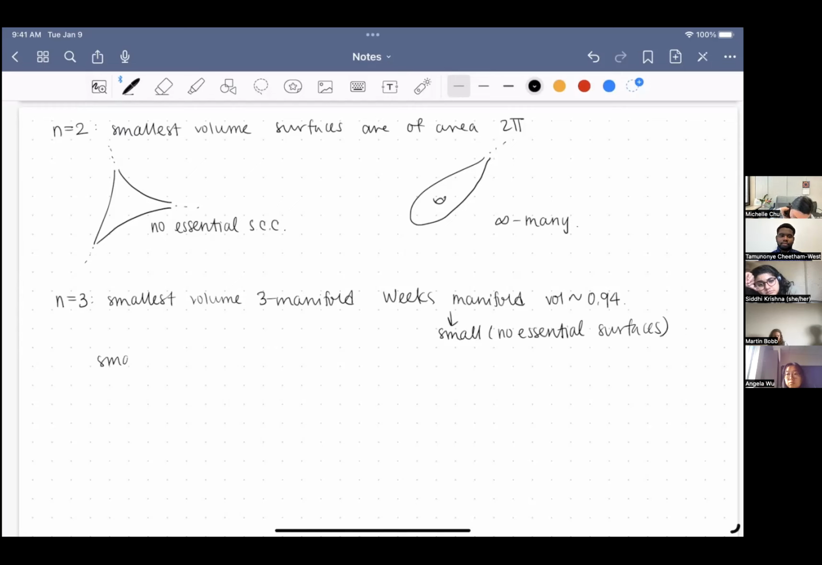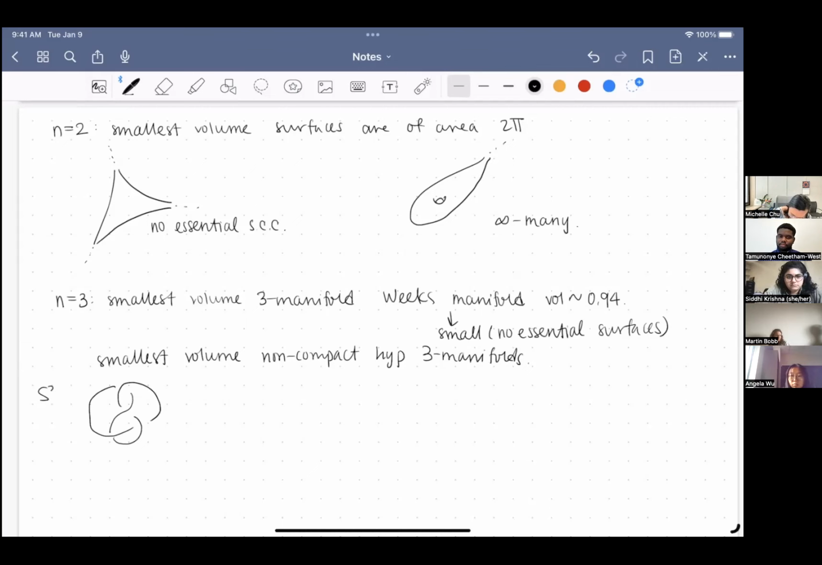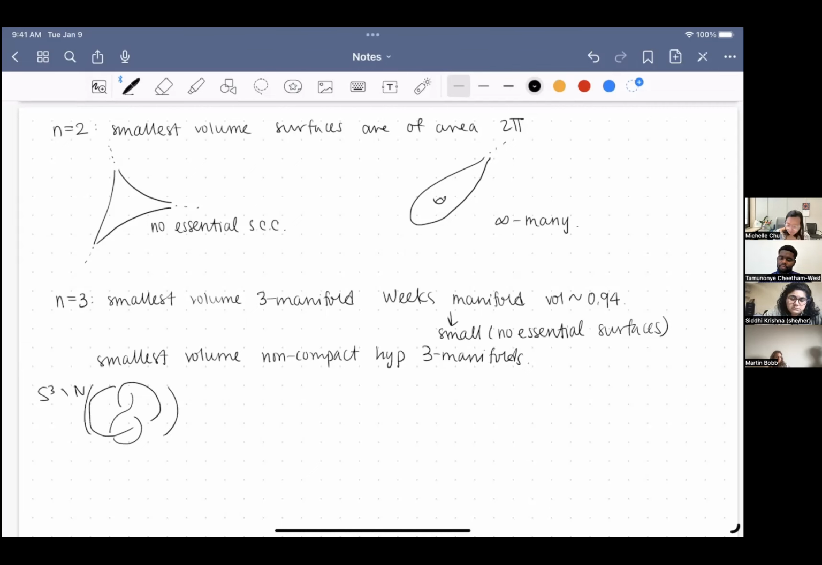Okay, but what about the smallest volume non-compact hyperbolic 3-manifolds? So there's actually 2 of these. One I can draw for you. So here's a picture of the figure 8 knot. And if we look at its complement in S3, this is a hyperbolic manifold. So this is the figure 8 knot complement. And we can also look at its sibling manifold. This I can't draw for you. It's not a knot complement, but it's another one-cusped hyperbolic 3-manifold. So these are the 2 hyperbolic 3-manifolds that are known to have smallest volume.